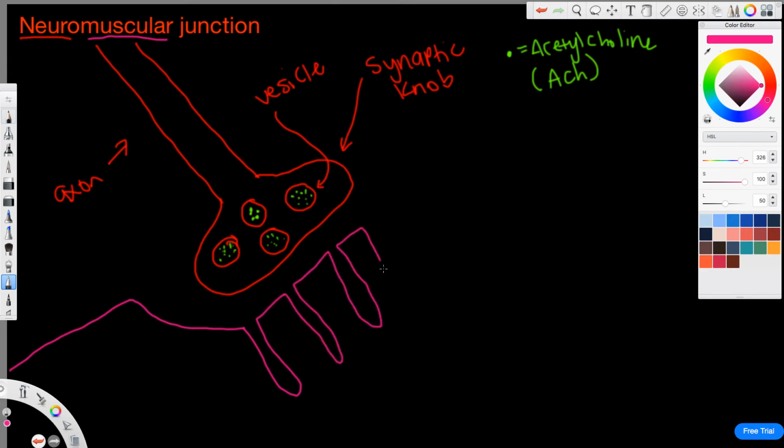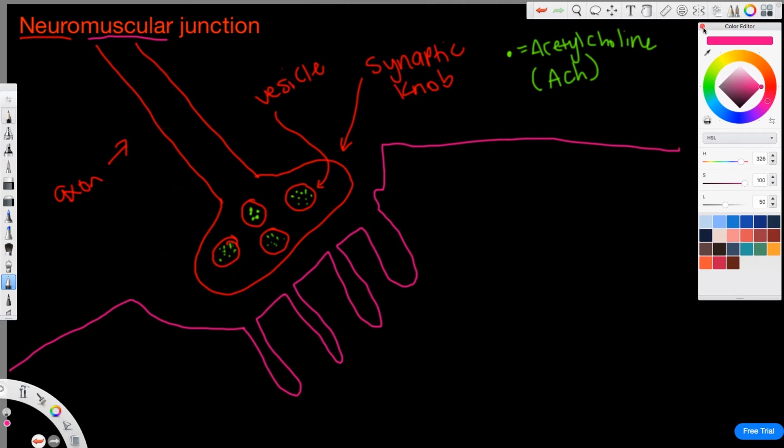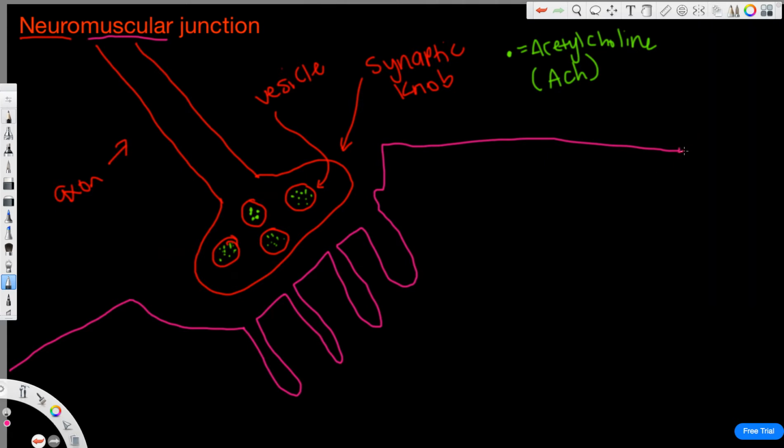And notice I'm drawing folds here. That is because the sarcolemma at the motor end plate, which is the name for this particular spot, has what are called junctional folds. So instead of having a flat membrane here, there are deep crevices. And this is going to create more surface area on which the cell can put receptors for acetylcholine.